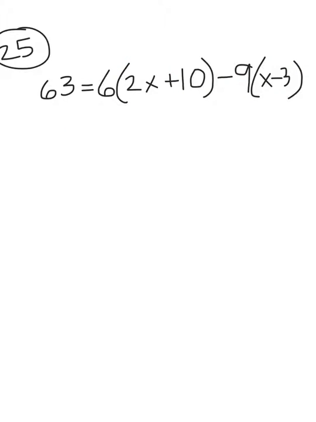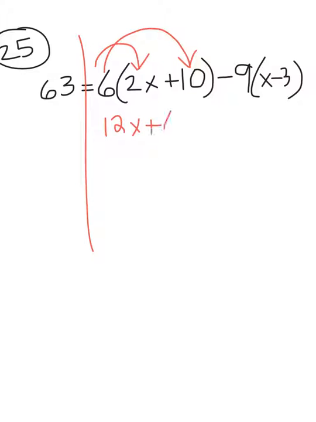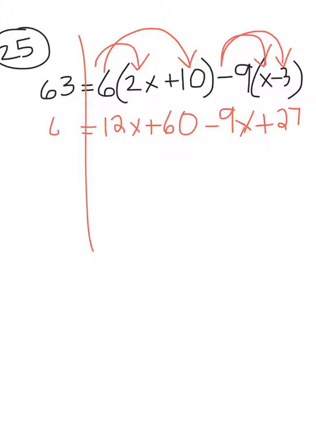Okay. This is the last problem. We could do this. Here we go. Hopefully we'll get it right. Hopefully I wrote it down right. Okay, 6 times 2x. See, there's my equal sign. That's going to be 12x. 6 times 10 is 60. Negative 9 times x, negative 9x. Negative 9 times a negative 3 is going to be a positive 27. And that all is going to equal that 63.